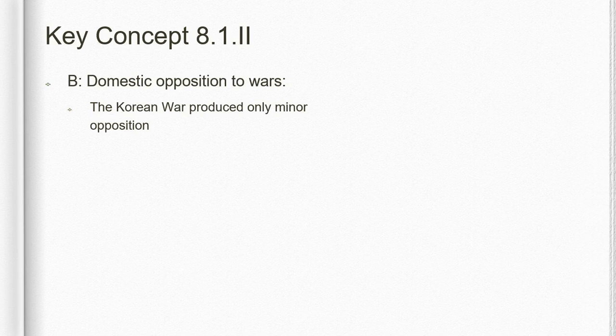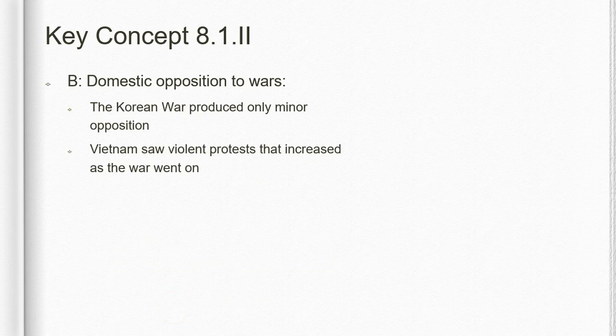But the Korean War doesn't lead to this glorious victory for the United States, and that's what the United States had gotten used to after World War I and World War II. So it does create some minor opposition, and it really creates some questions after the war. We don't manage to topple North Korea. North Korea continues to exist. So is this war a success? The Vietnam War sees violent protests, and they increase as the war goes on, especially after the Tet Offensive in January of 1968.